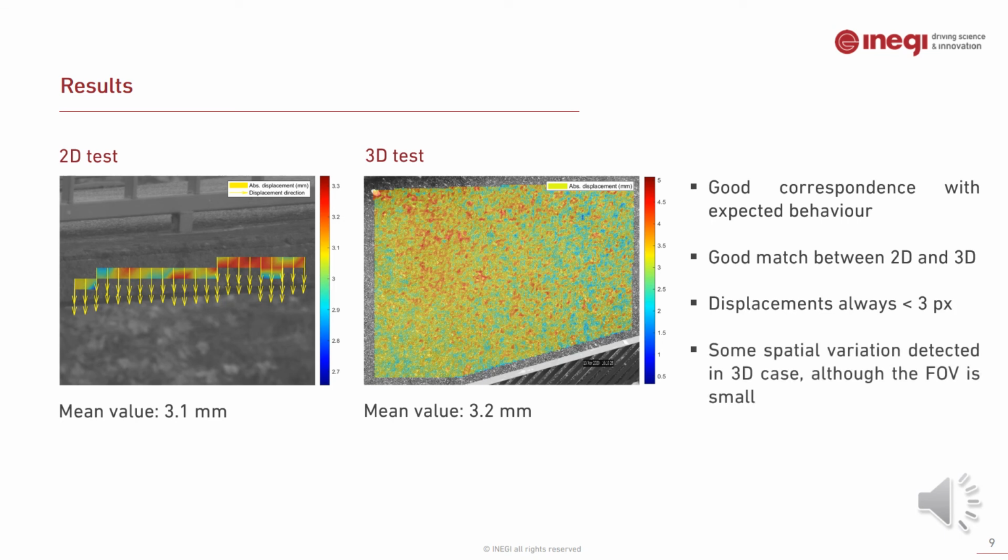And finally, we can see some spatial variation over different areas of the region of interest in the 3D test, but the field of view is relatively small, so we can't expect to see a very clear pattern. With shorter focal lengths on the camera lenses, we would be able to measure displacements on a longer section of the bridge, so maybe we would have seen a clearer pattern, but we would have lost resolution for displacement measurements.